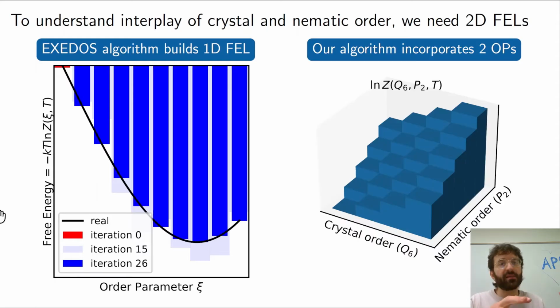And we are utilizing this code to build a two-dimensional free energy landscape with respect to changes in crystal order and nematic order, so we can better differentiate their effect on this free energy landscape. And we will use Q6, the Steinhardt bond order parameter, to quantify crystal order, and P2, the second order Legendre polynomial, which shows you how parallel and aligned your system is.